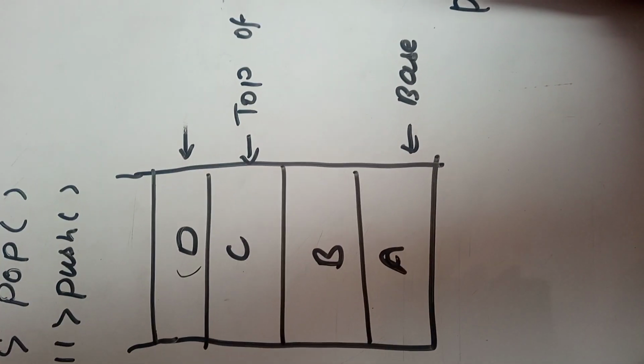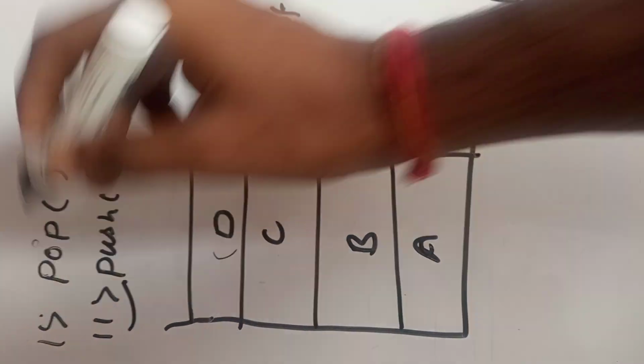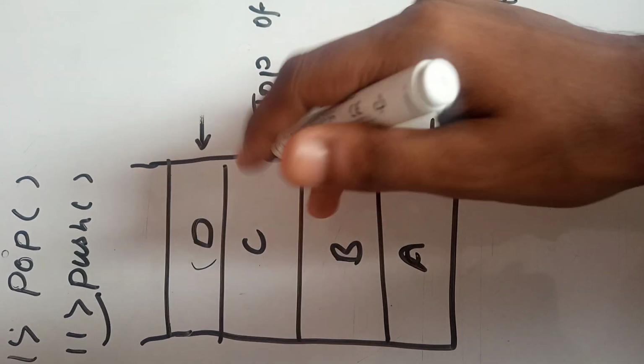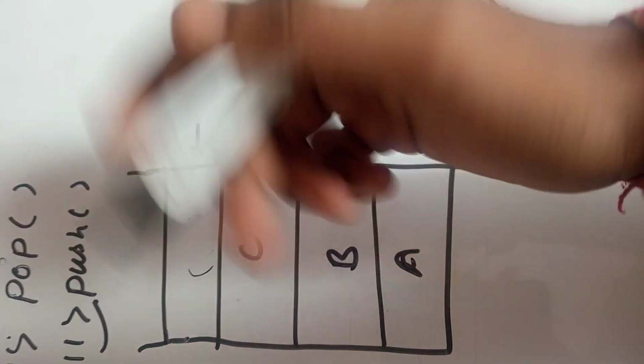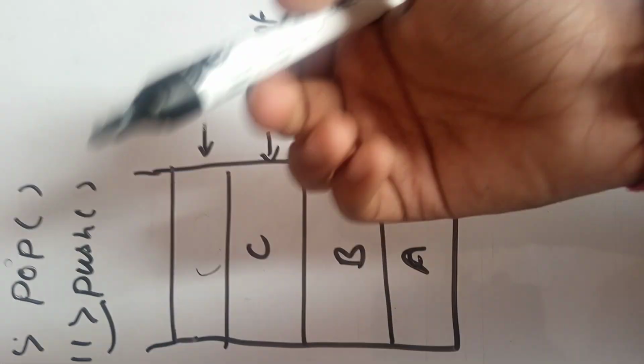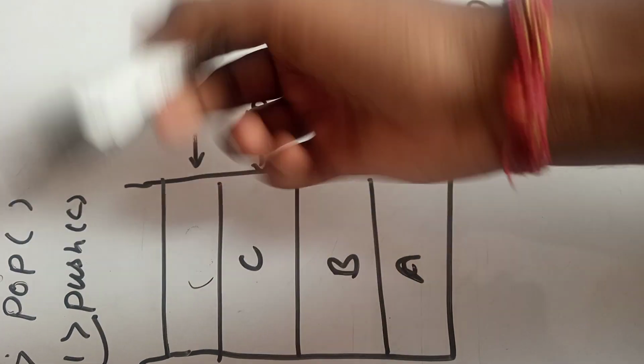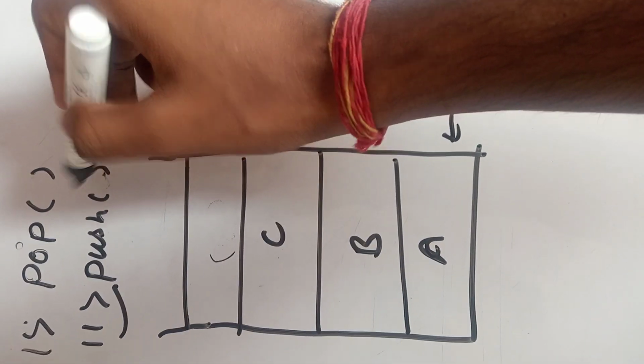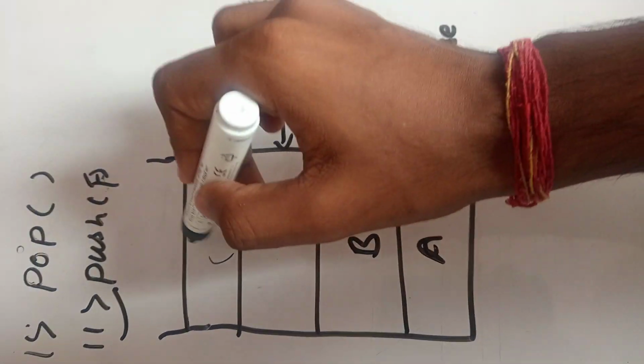Okay, and if the question is about push, so we should add. You should remove D and replace it with, if there is a push C, then push C, there is a C. So push F, let it be F, so there will be F.